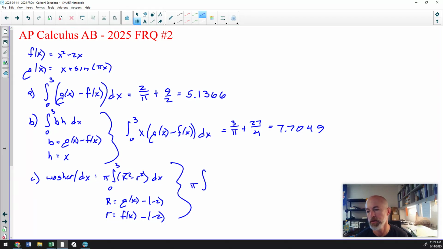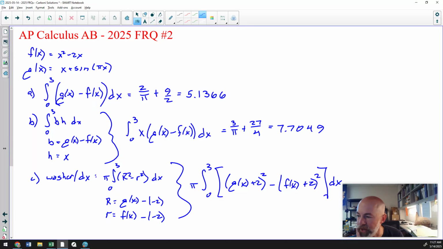Watch your parentheses here. That's going to be 0 to 3 of big honking parentheses, the quantity of big R squared, so g of x plus 2 squared, minus the little r, which is f of x plus 2 squared, times the dx. And again, the gods of math would like for you to put that big integrand in brackets or parentheses. Let's cover our bases, make sure that we have that there. I think that is it because we are not evaluating this.